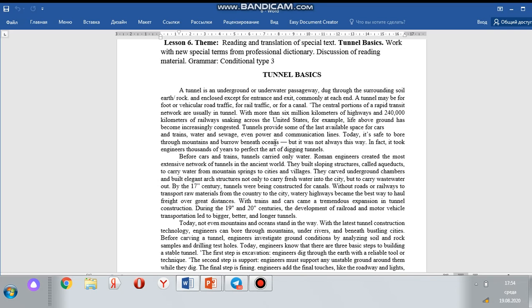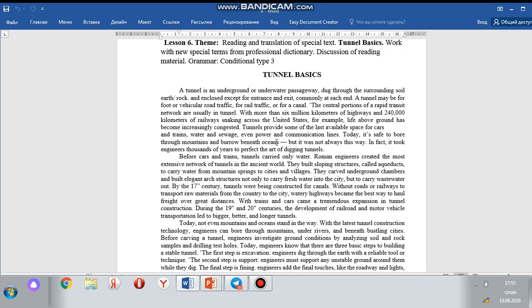Yes, as you see, tunnel is an underground or underwater passageway dug through the surrounding soil, earth, rock, and enclosed except for entrance and exit, commonly at each end. So, what kind of tunnels do we have in Uzbekistan? Yes, the most popular and the biggest tunnel, railway tunnel, is Angren Pap Tunnel, which has been opened recently for traffic.